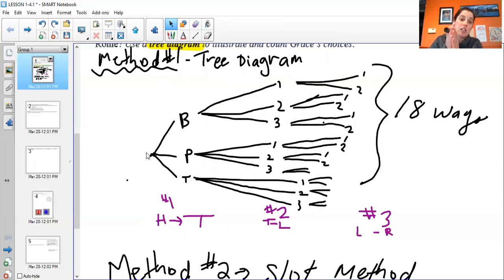So the first stage is your type of bread. So you've got white, brown. Then from there, you're going to choose your meat: ham, chicken, beef. Then from there, mustard, mayonnaise. So think about each stage, like each leg of the trip, okay? All right.